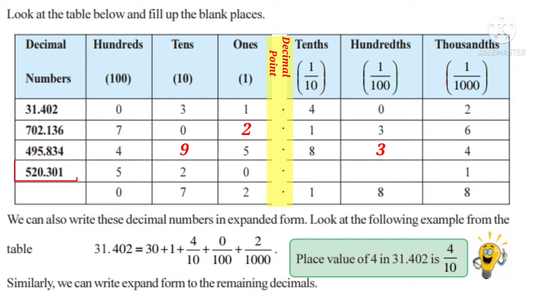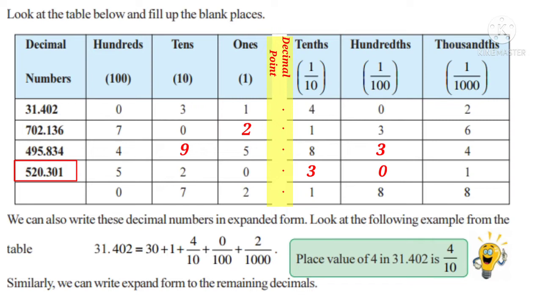Now the last decimal number, 520.301. Put a point at the decimal point column, put 0 at ones place, put 2 at tens place, put 5 at hundreds place. Now on the right side of the decimal point, put 3 at tenths place, put 0 at hundredths place, put 1 at thousandths place.